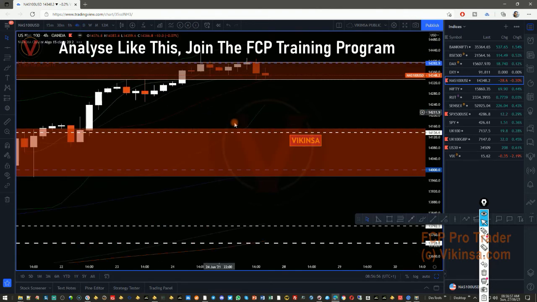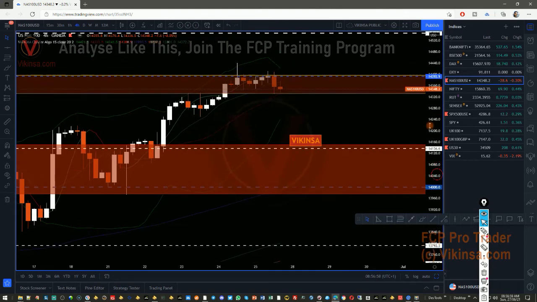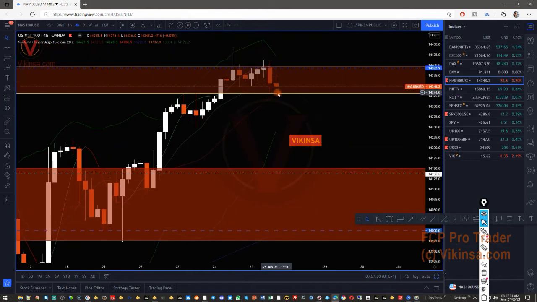If I go to the 4-hour time frame, this is still inside the FCP zone, so you can expect the market to go sideways or something like that, but my bias will be towards the downside. I will only change my bias to the bullish side if I get a confirmation above this FCP zone. Unless that happens, I am looking for a short position on NASDAQ.